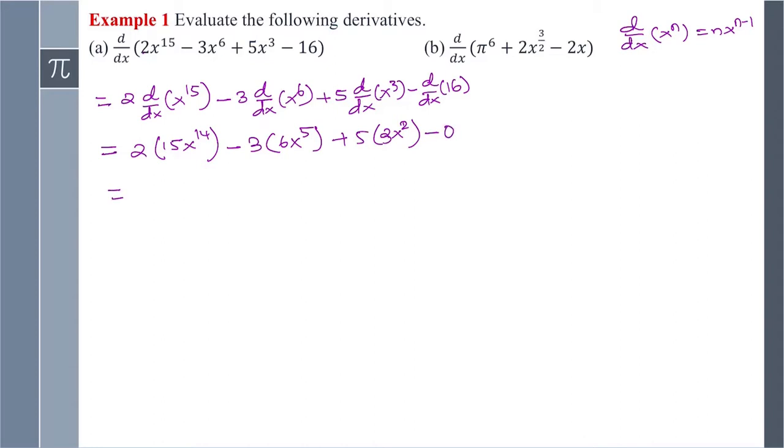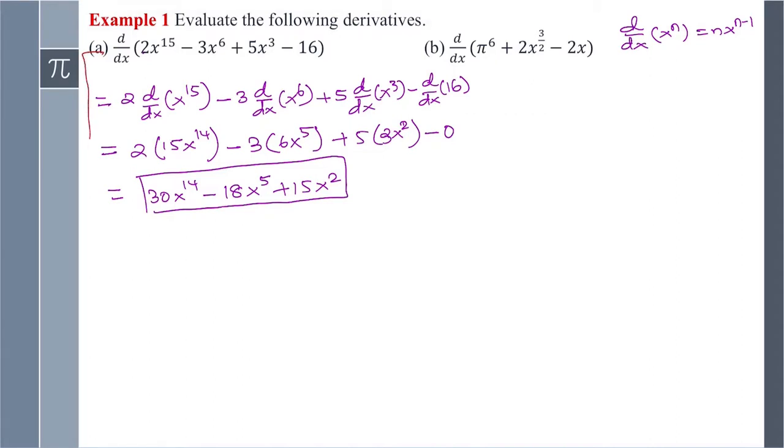Now this equals 15 times 2 is 30, x to the 14th, minus 18 x to the 5th, plus 15 x squared, minus 0, so we don't have to write it. So this is the derivative of this given function. Now I showed you how we apply all of the rules. Once we get used to it, we can just write the derivative directly from here to this one. Okay, so let's see how we can do that.